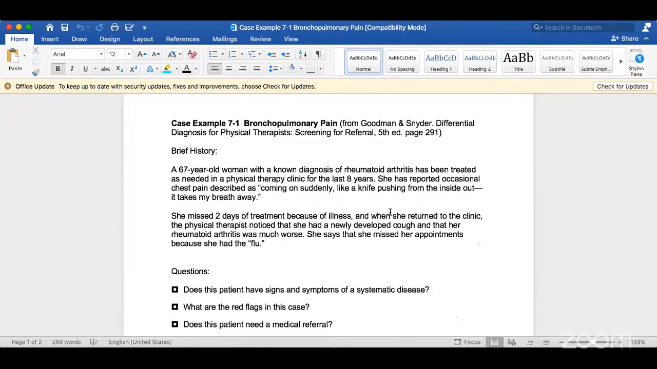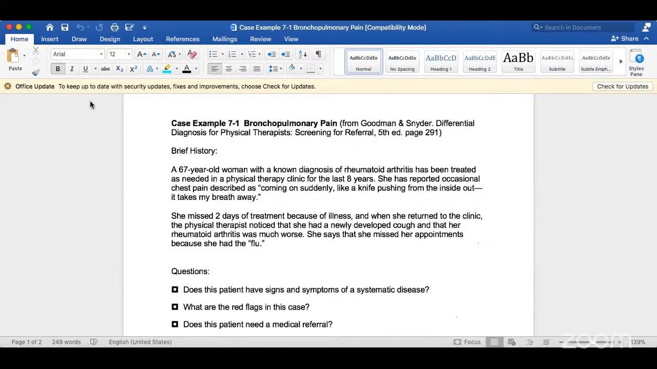I was trying to say that apart from the chest pain that the other respondent mentioned, another red flag there is the knife-like pushing pain that comes from one side, inside out, that takes his breath away. That's a red flag.